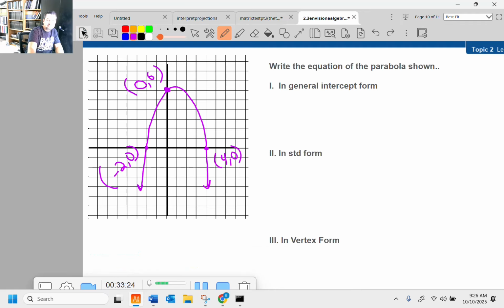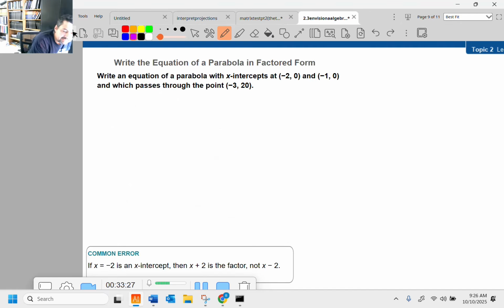2 to go. I've really kind of drawn this one out. This is such an important lesson, so I'm trying to go into a high level of detail on it. Write an equation of a parabola with x-intercepts at negative 2, 0 and negative 1, 0, which pass through the point negative 3 comma 20.